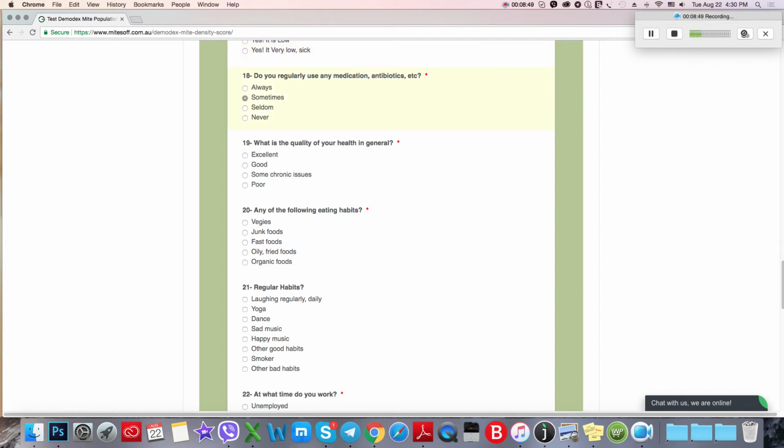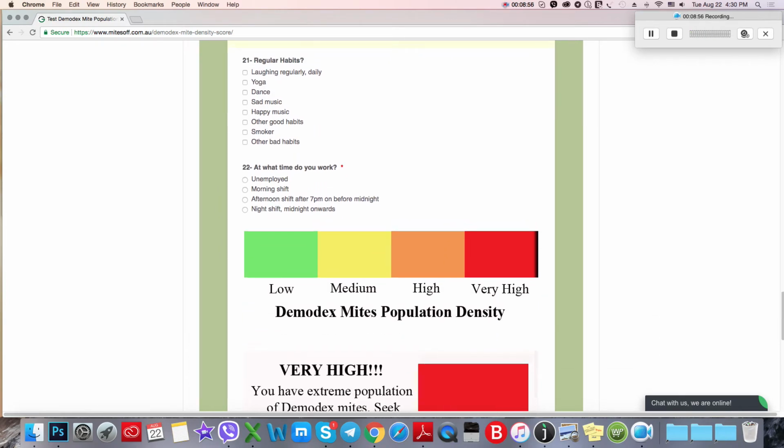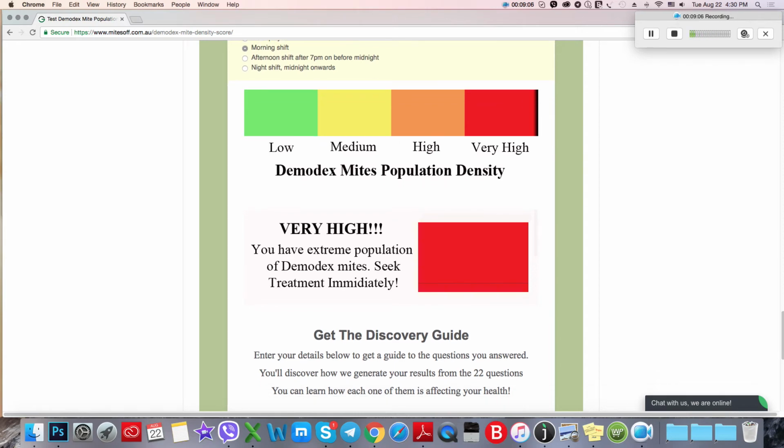So I'm just answering these at random. Let's say we have junk food. Okay. So depending on your answers, it will give you some kind of indication of your population density. As I said, those answers I gave above, I just clicked them at random, except the yoga one because I'm trying to start yoga, so I'm taking advantage of that.